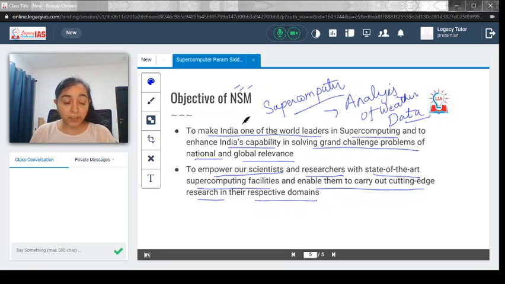So these are the things that you need to know about the Param Siddhi, which is a supercomputer, and also about what the National Supercomputing Mission is all about.